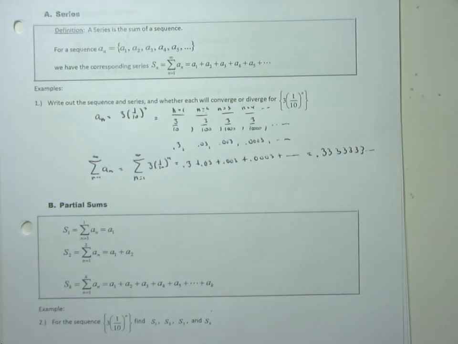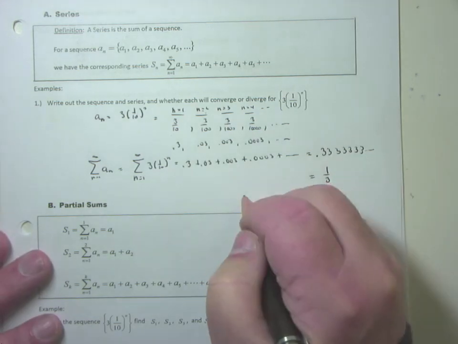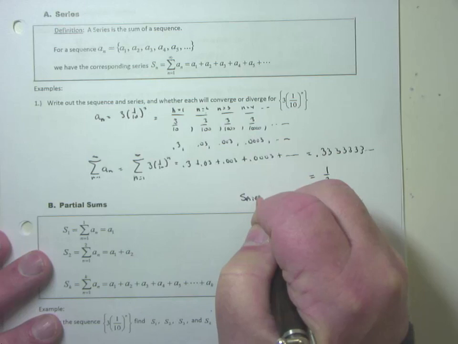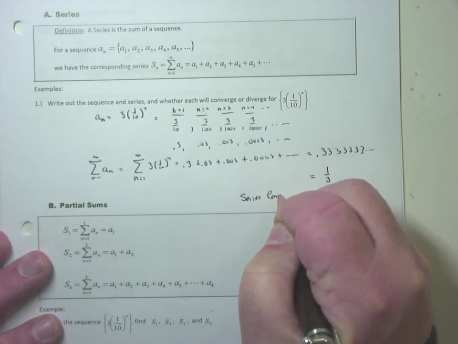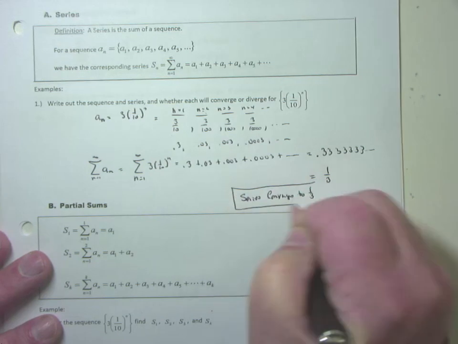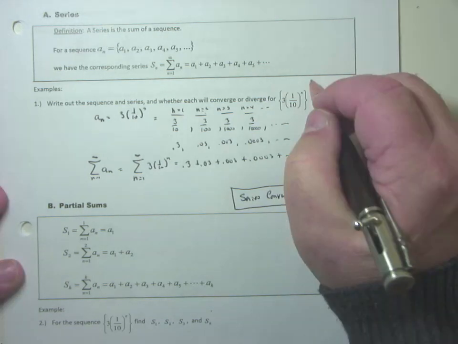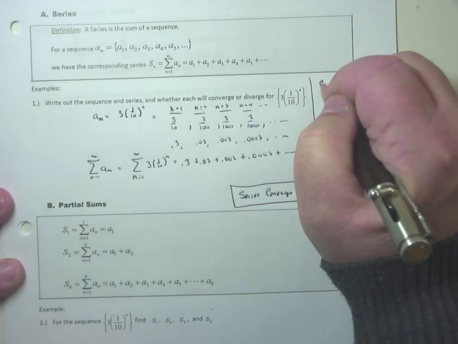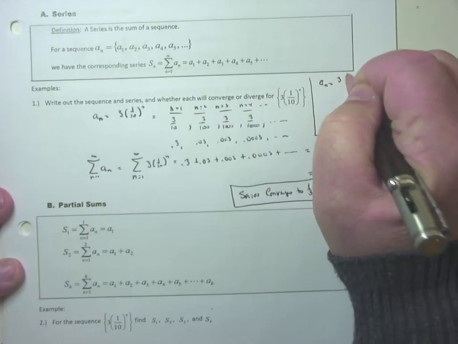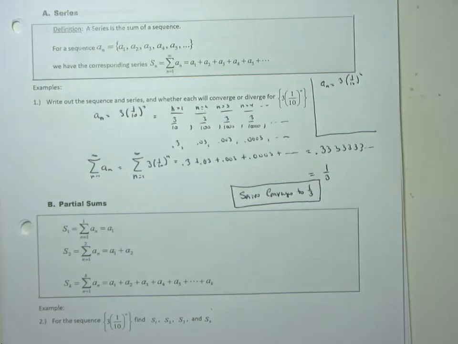And what's 0.3 repeating also known as? 1/3. So the series converges, when you get a number, it converges to 1/3. Now let's talk about comparing the series to the sequence. The other question was, talk about the sequence. The sequence, and I'll put him over here in a little box, was this: a_n is equal to 3 times 1/10 to the n. How do you tell if a sequence converges or diverges?